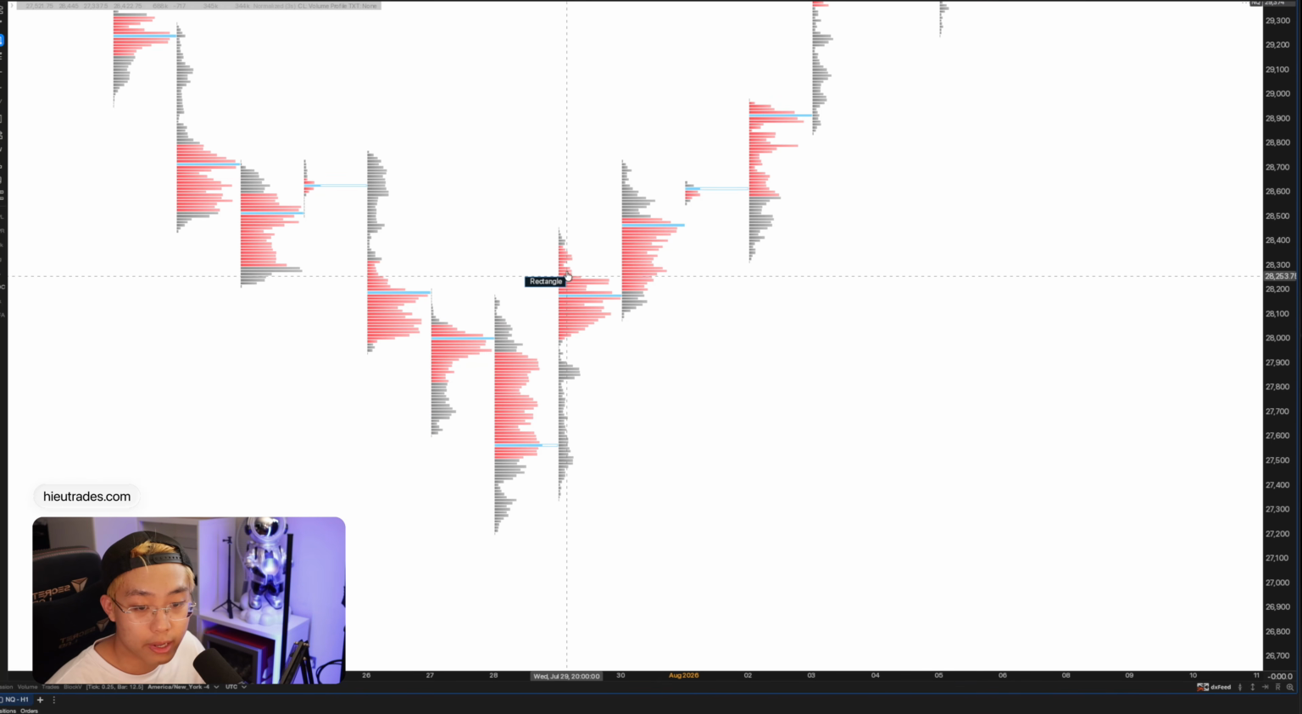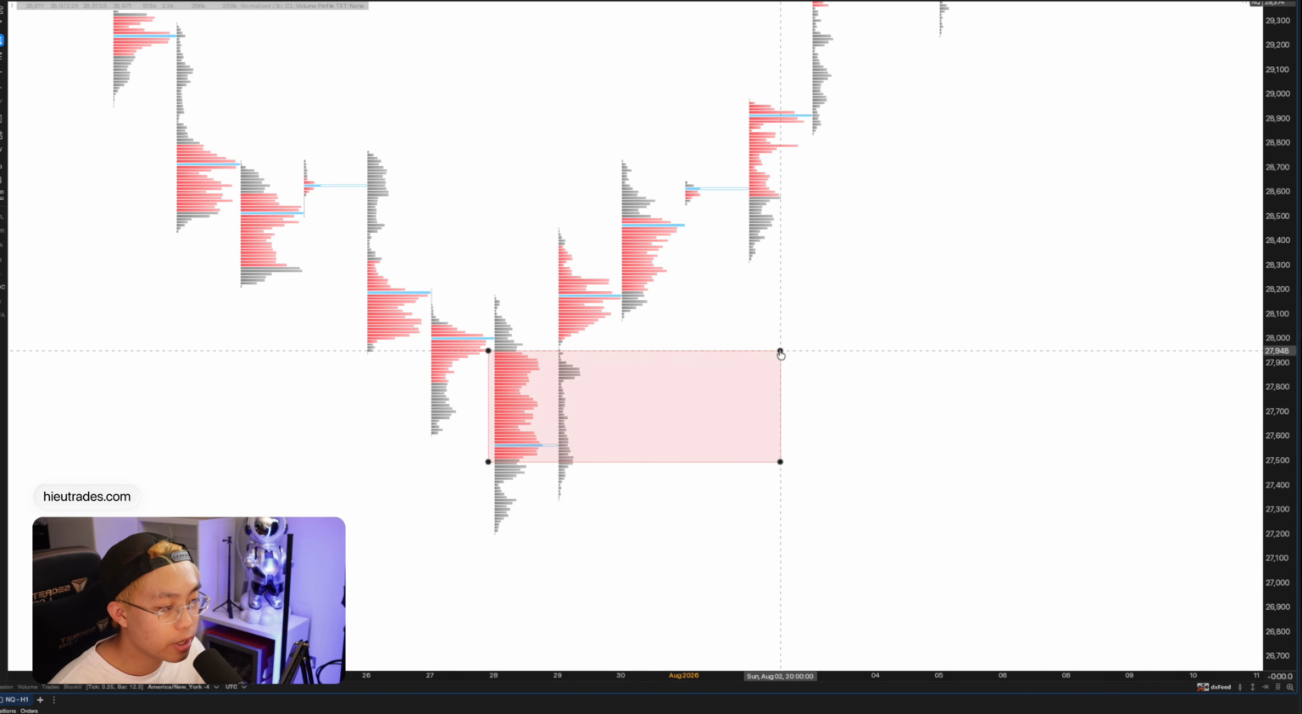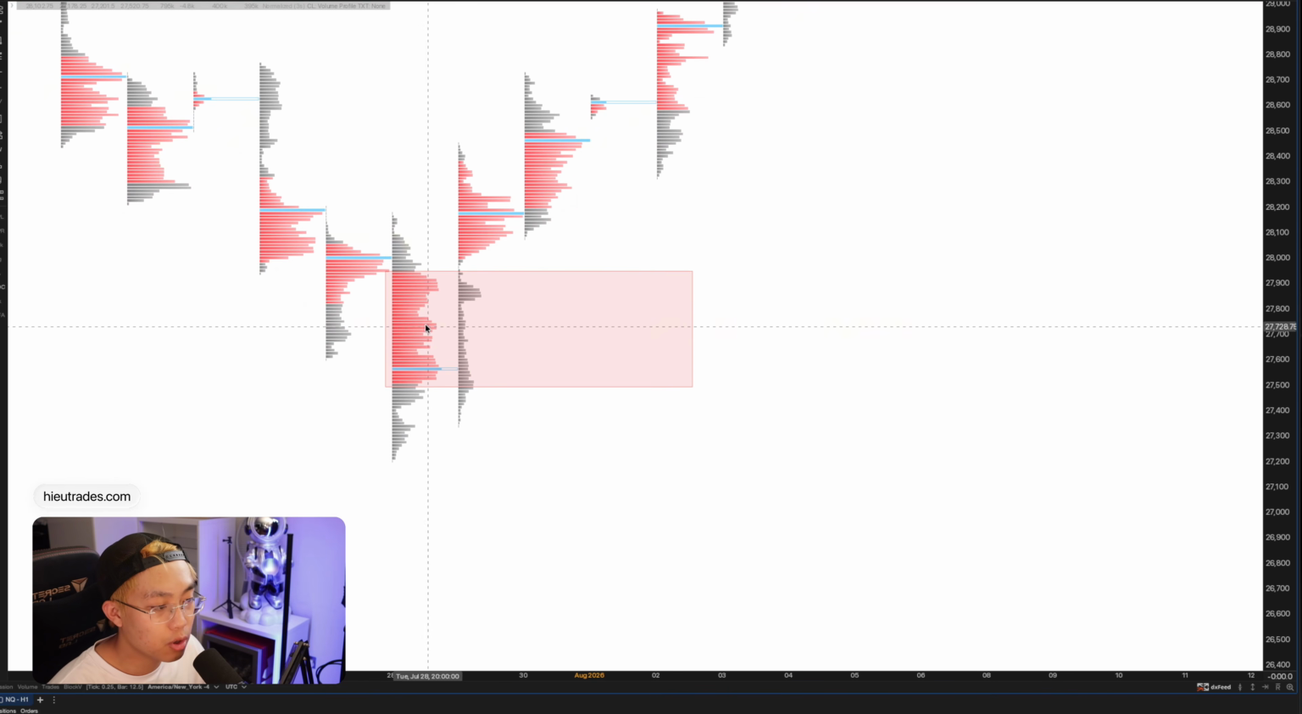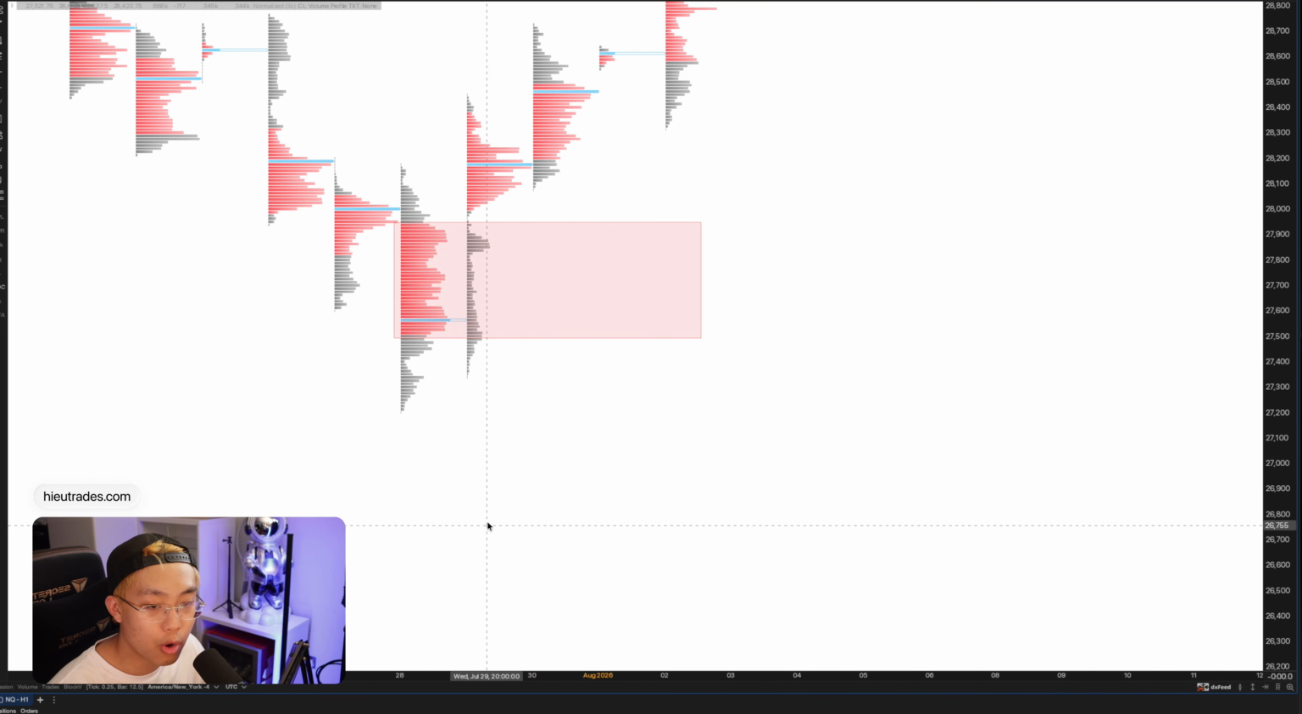This is the current market day, right? We come into this current daily profile. You're looking at the previous daily profile. This is where the value area is. As long as we are playing inside the value area or playing below the value area low, this is where you would look for your bearish narrative to continue.